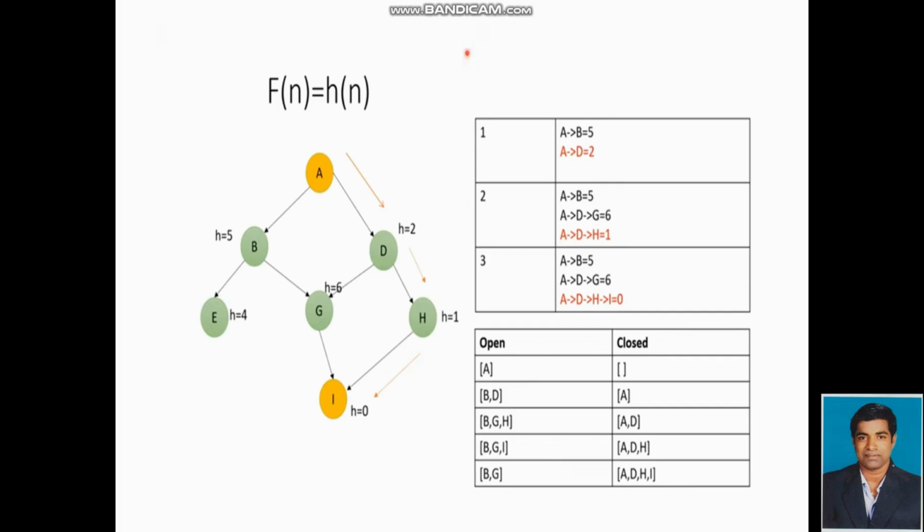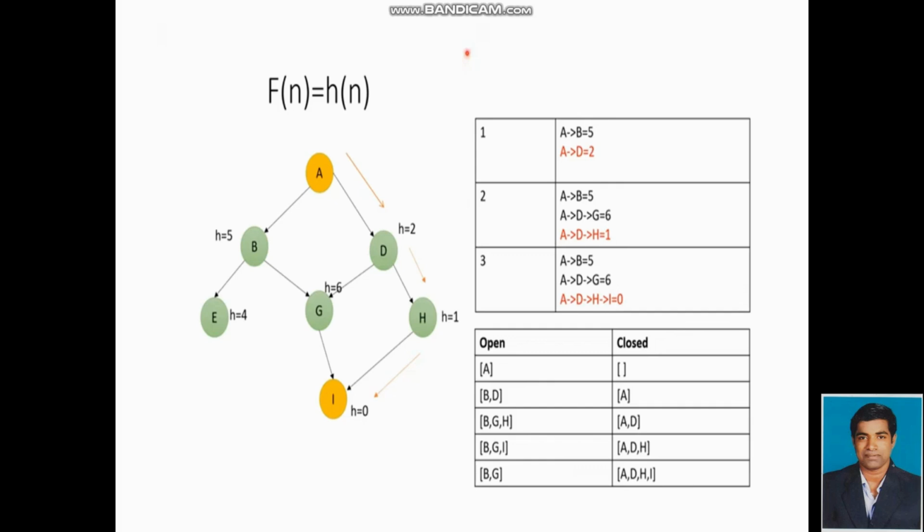Here there are two types of tabulation we are doing: one is open, another is closed. Open means whichever node is currently being processed. Closed means whichever nodes have finished processing. Initially we started at node A, so processing is going on at A. That is why in open we write only A, and the closed set is empty.